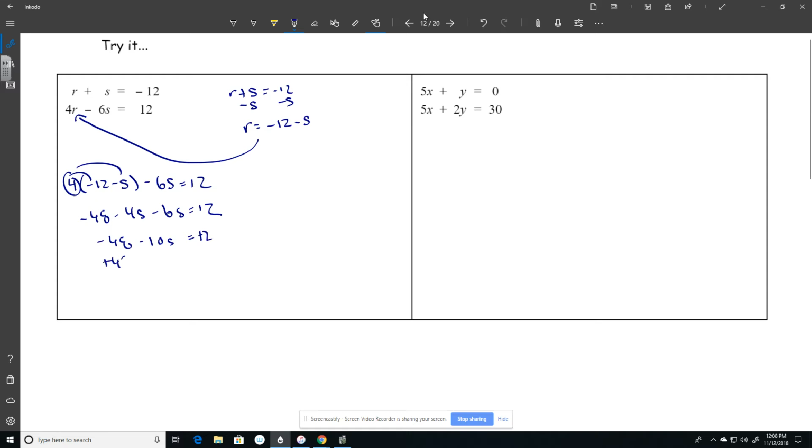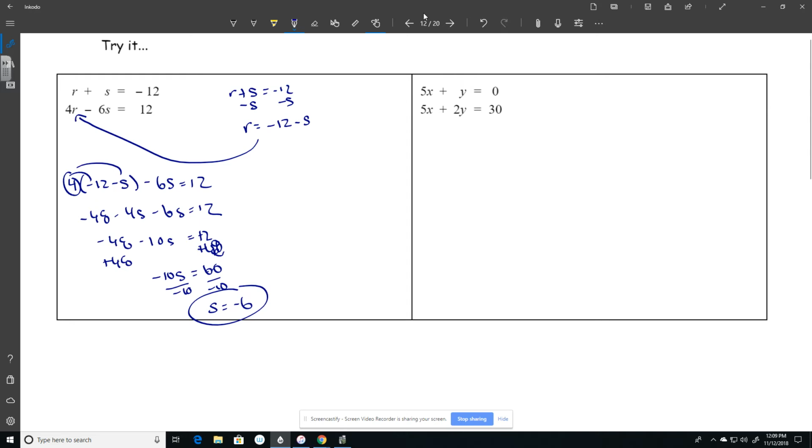And then I add 48 to both sides. And negative 10s equals 12 plus 48. That's supposed to be a 48 right there. Equals 60. Divide by negative 10. S is equal to negative 6.